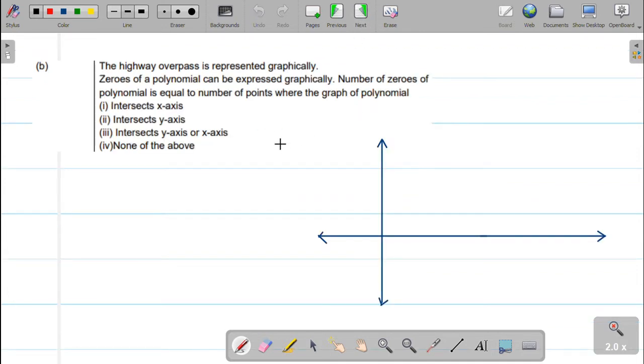Next one. The highway overpass is represented graphically. The zeros of the polynomial can be expressed graphically. The number of zeros of the polynomial is equal to the number of points where the graph intersects. You have to choose one of these options. Now, in your NCERT also, we have a few questions. In the first exercise, we discussed in one of the videos also that if you have a graph like this, say if I have a graph like this, for example, right?